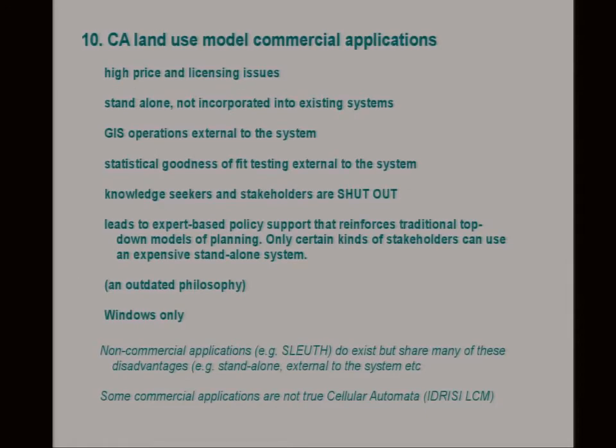Well, there's a really good CA land use modelling system on the market called Metronamica. It's quite expensive. It's standalone. I should say, first of all, it's very good, yeah, but it is expensive. It's standalone. If you want to do any GIS, you've got to go outside and do it in a different system. If you want to do your statistical goodness of fit testing, which becomes more and more important with the model. So people who are just interested in finding out about these models are shut out.